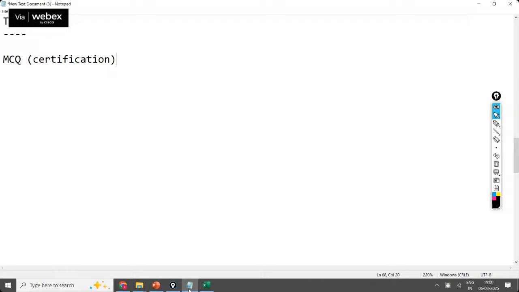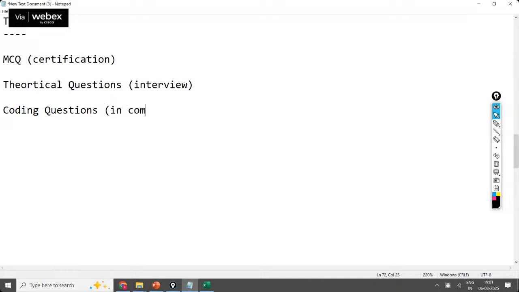Not every test is MCQ. Some of the tests are MCQs, and some of the tests are theoretical questions. We are going to give theoretical questions and you have to answer them. Why this one? In an interview, they will ask only this. This is for certification, this is for interview. And finally, we are going to have some coding questions. Why this one? This is for the company. In the company, we will write the code.